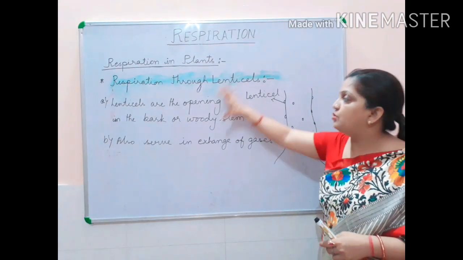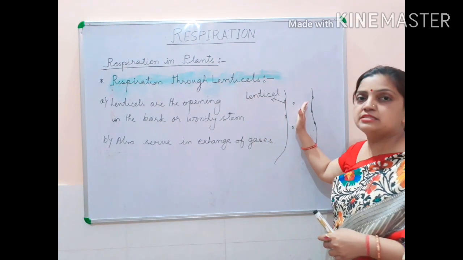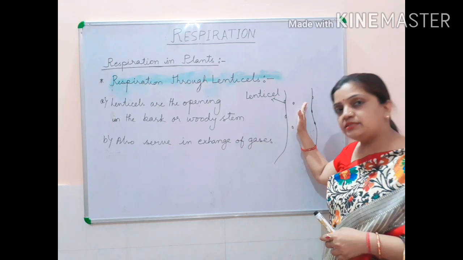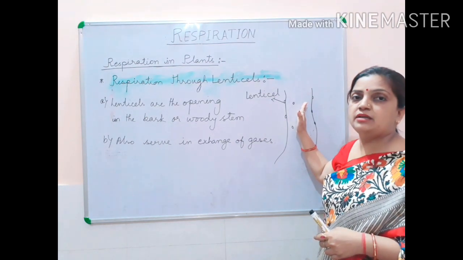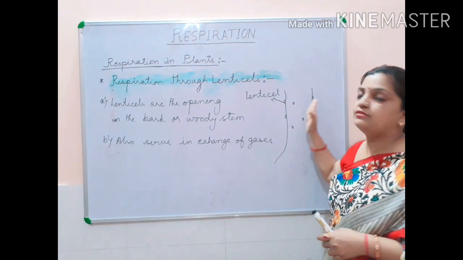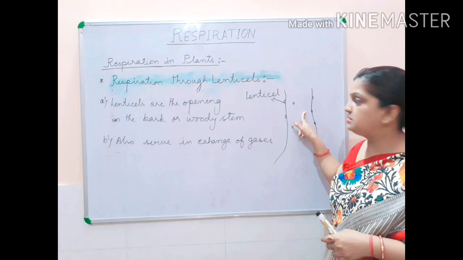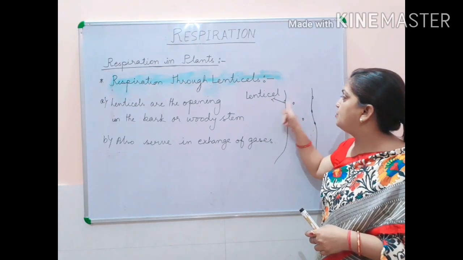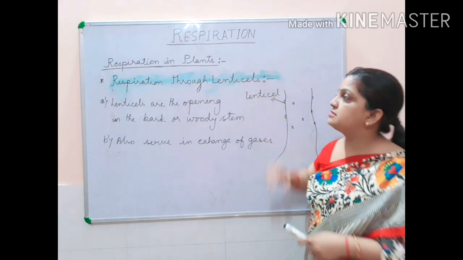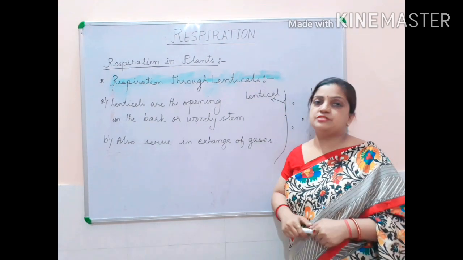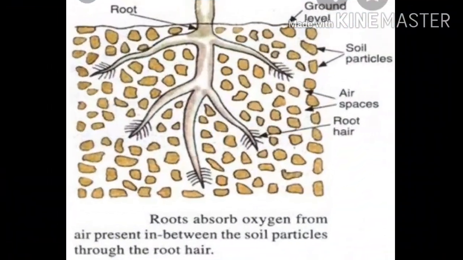So the atmospheric oxygen enters through lenticels inside the cells of the stem. Oxidation occurs, glucose is broken down, and carbon dioxide and water are produced. That carbon dioxide and water from the cells come out into the atmosphere through the lenticels. So lenticels also serve the same function of exchange of gases.